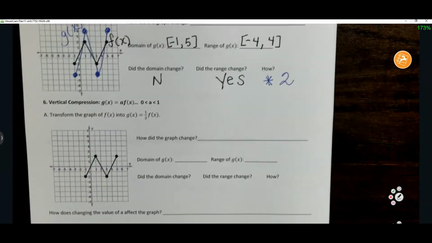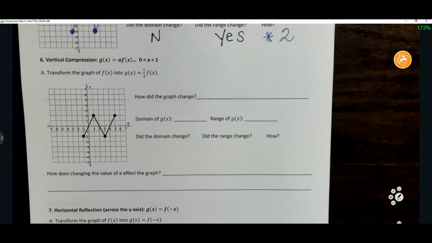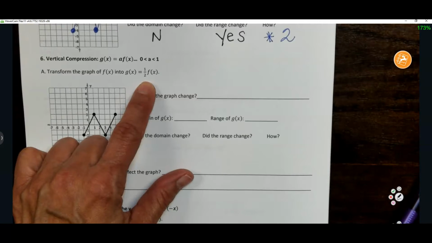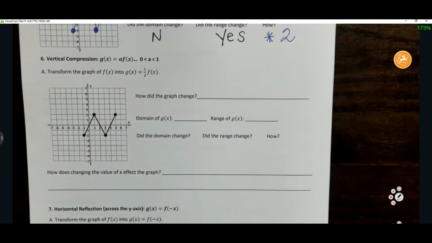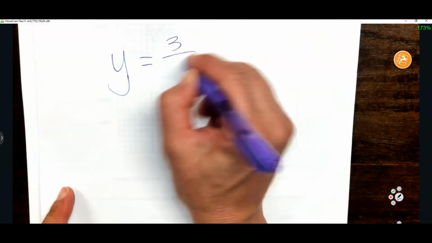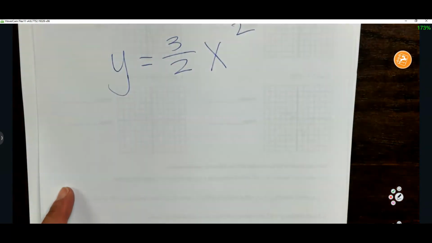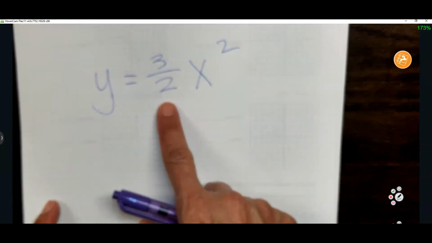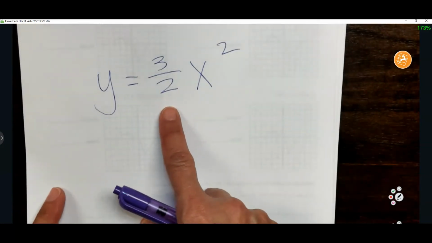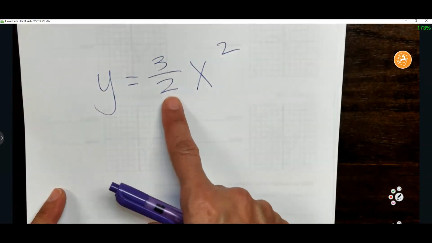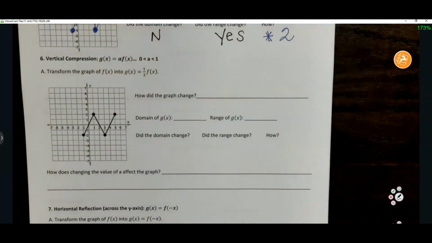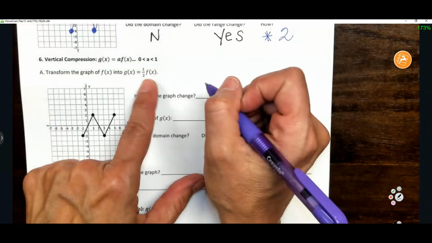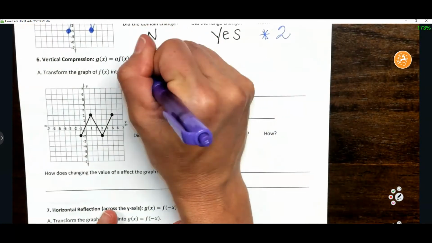Now let's take a look at what a compression is. Y'all, it's just a fraction less than 1. But look, what if you had something like this? That's more than 1. Right, don't let me trick you. That's a teacher trick. Even though it's a fraction, that's 1.5. So that's going to be a vertical stretch. Don't let me trick you on that. So remember, it has to be less than 1. That's the deal right there.